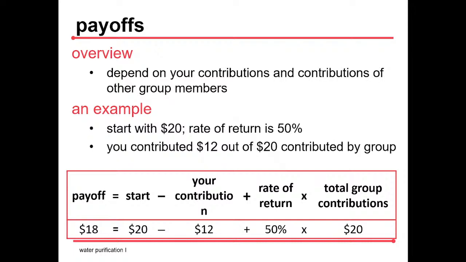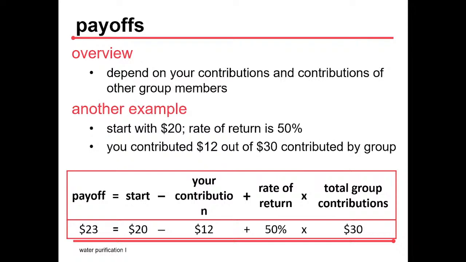So let's say that you start with $20, and the rate of return is 50%. For each dollar contributed by the others, you get $0.50 bonus. If you had chosen, in the previous slide, 12 out of 20 possible contribution, your final payoff would be 18. Why? It's the 20 that you start off with, minus your contribution, plus whatever you gain from what has been given by others. Assuming that others collectively contribute, including yours, 20 euros, then you get 50% back of that. So this captures the trade-offs that we have already seen theoretically.